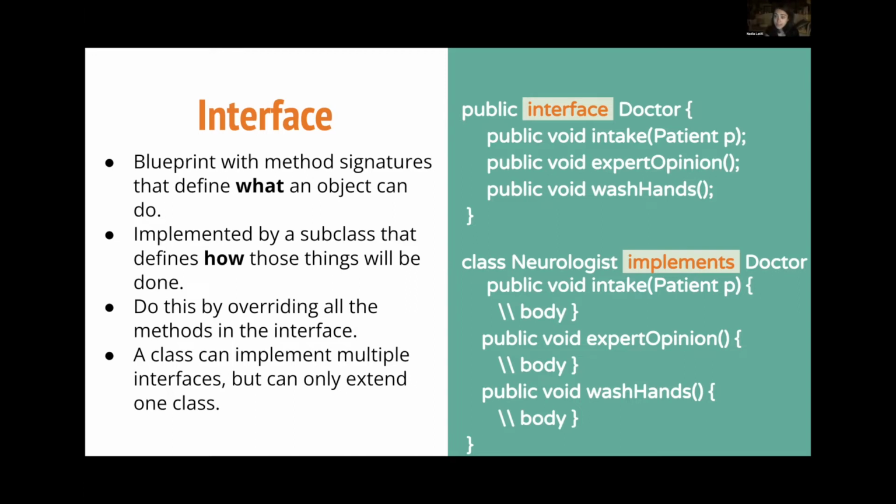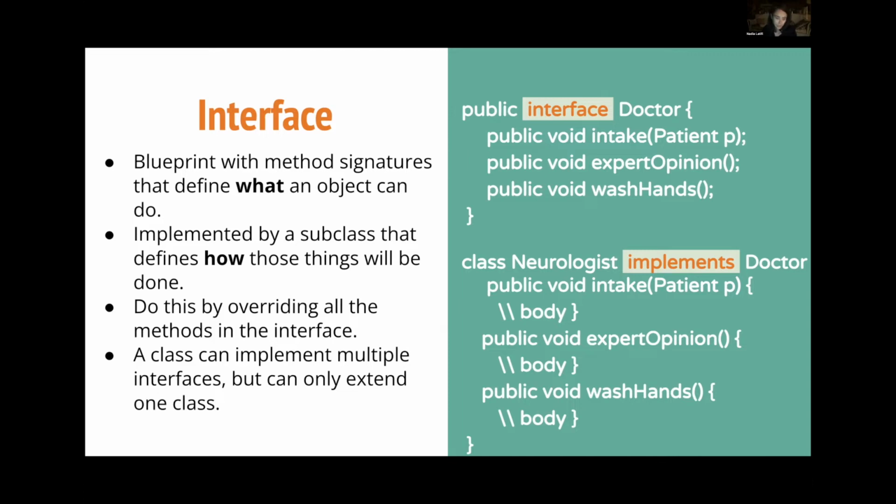Those things in the interface will be implemented by a subclass that's going to define how those things will be done. So I have my class Neurologist implements Doctor. This is a subclass of Doctor that is going to define how a neurologist should perform an intake exam or give an expert opinion or whatever. This is done by overriding all the methods in the interface. So remember, we override methods by using the exact same method signature.